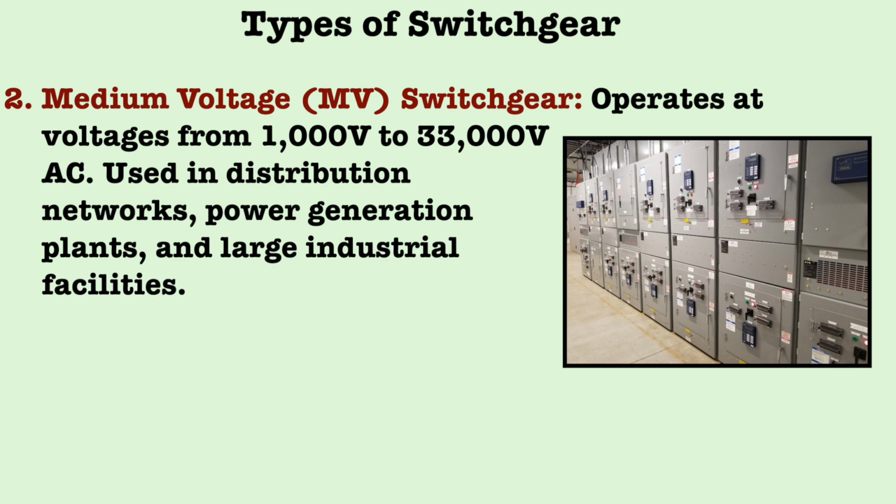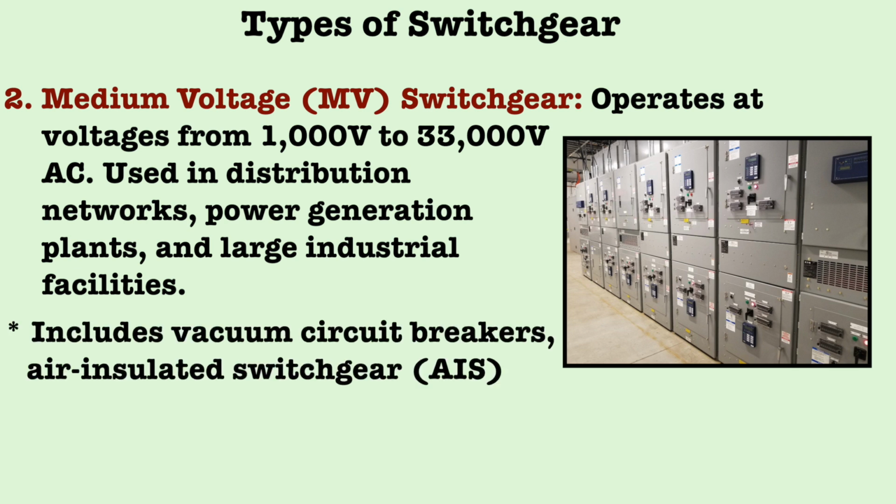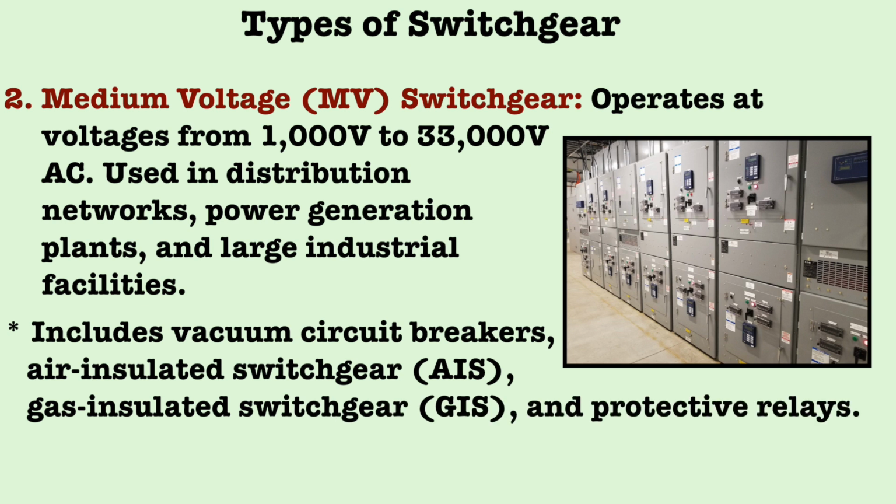Next, medium voltage switchgear. Medium voltage switchgear operates at voltages from 1000 volts to 33,000 volts AC. It is used in distribution networks, power generation plants and large industrial facilities. It includes vacuum circuit breakers, air insulated switchgear, gas insulated switchgear and protective relays. If we talk about the application, medium voltage switchgear provides switching and protection for medium voltage electrical distribution systems.